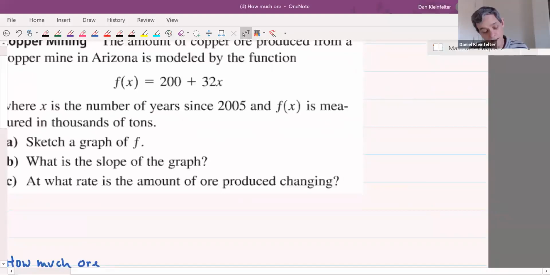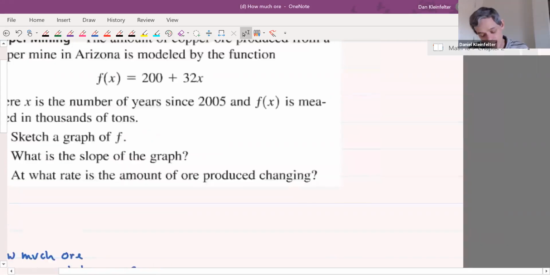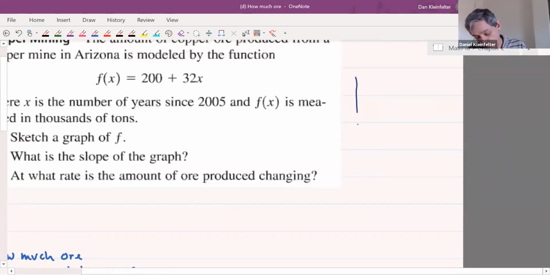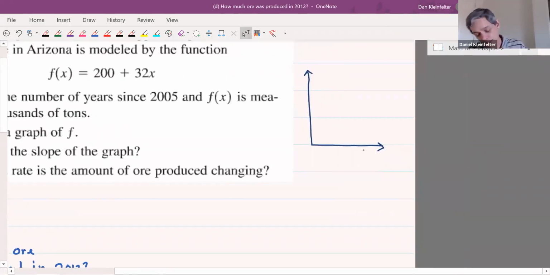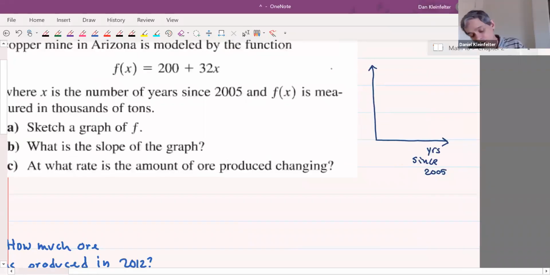So we're going to make a little graph of f. It doesn't have to be beautiful. We'll make a little graph of f. We want to know the slope of the graph, and then we'll also tell at what rate the amount of ore produced is changing. So let's just try for a little sketch. So on the horizontal axis, it will be years since 2005. And then on the vertical axis, thousands of tons.